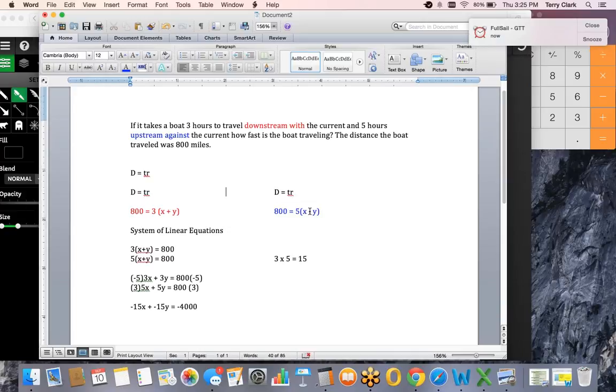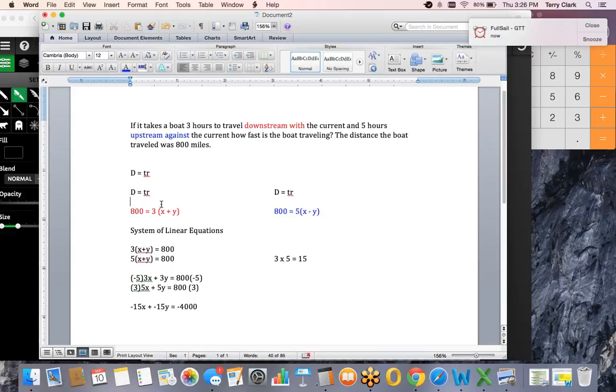So the problem says if it takes a boat 3 hours to travel downstream with the current and 5 hours upstream against the current, how fast is the boat traveling? The distance the boat traveled was 800 miles. Okay, that's the problem. Now we still got to use D equals TR. That means the distance equals the time multiplied by the rate. We'll always have to use that formula.